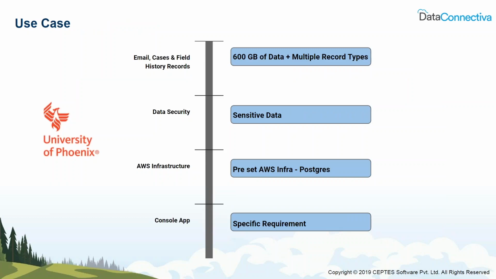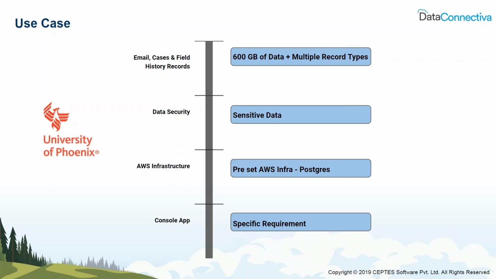Let me now talk about one of our customers, University of Phoenix, and what were the business problems they were facing and how Data Connectiva was able to address them all. About University of Phoenix, it was founded in 1976. It is the largest university in North America, offering over 20 undergraduate and graduate degree programs. University of Phoenix is a pioneer of many innovations that serve working students today.